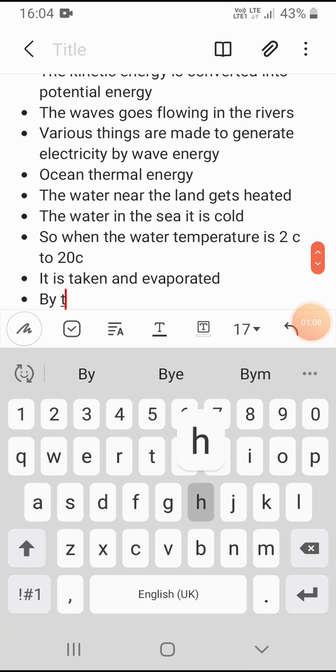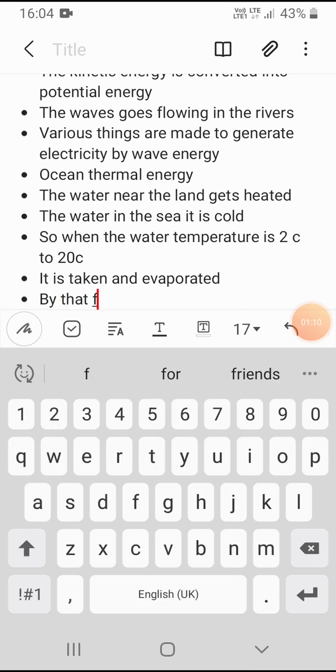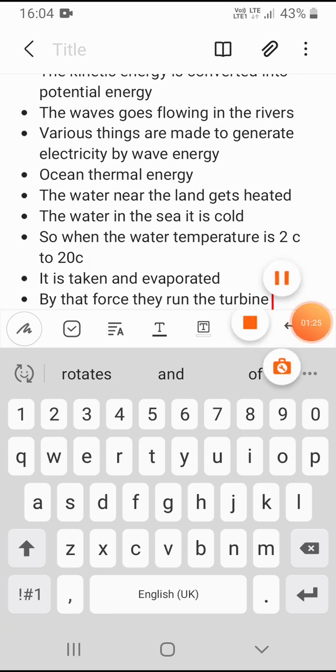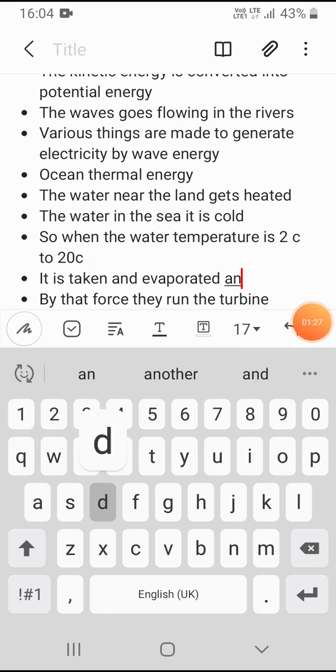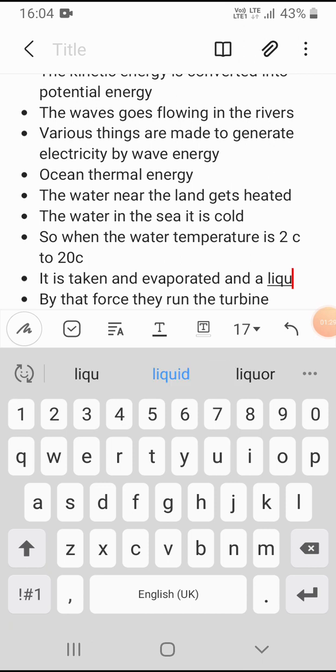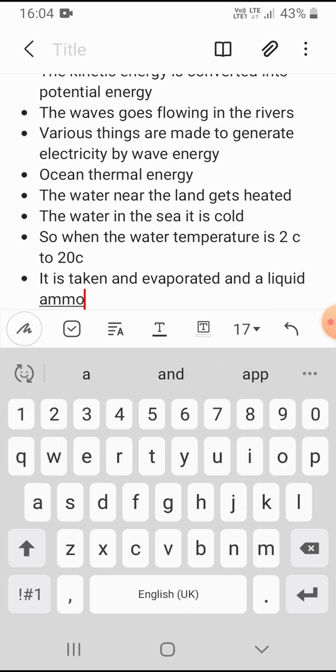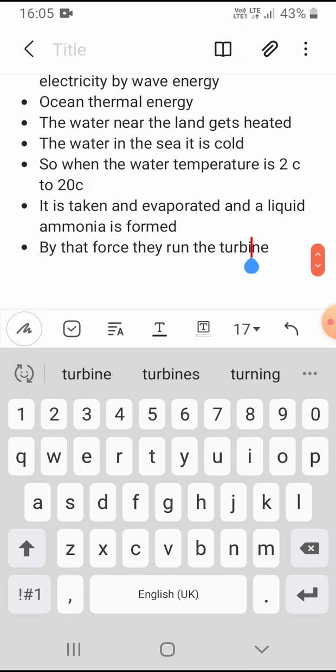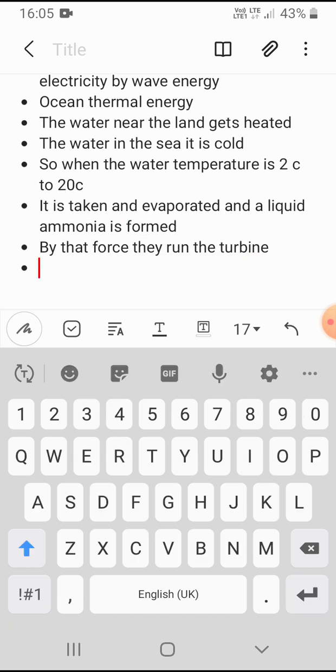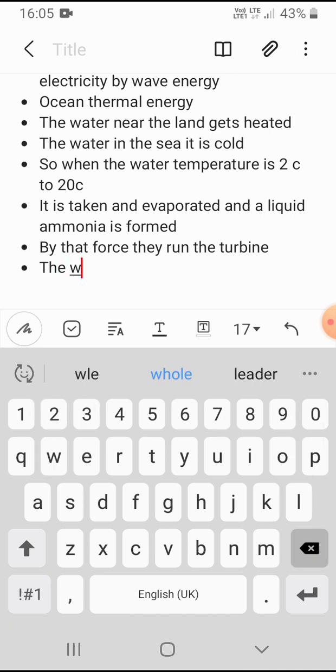By that force they run the turbine. When the water is evaporated, it is like hydropower electricity. Liquid ammonia is formed, and by that force they run the turbine and electricity is produced.